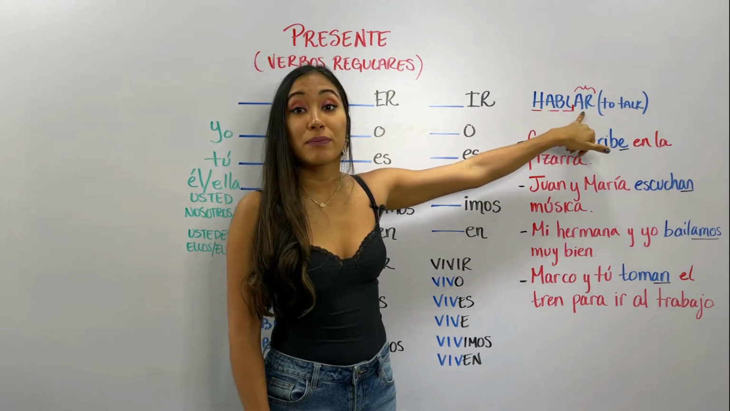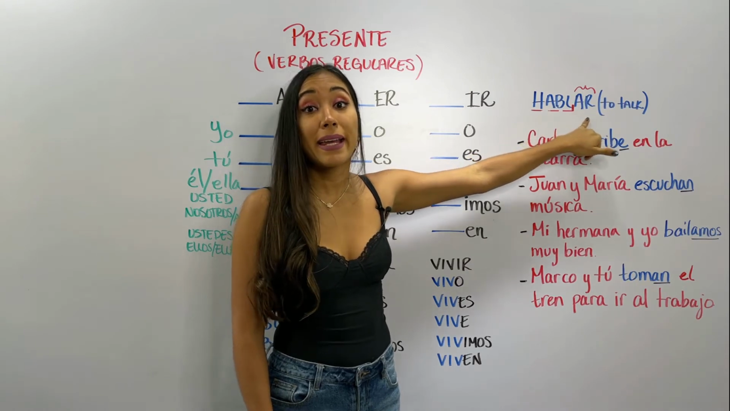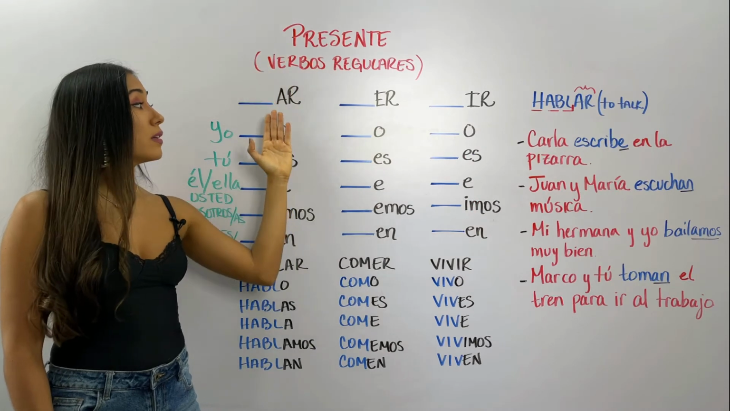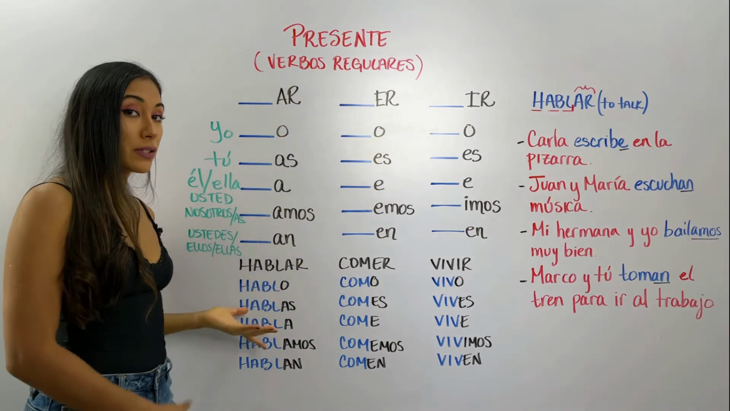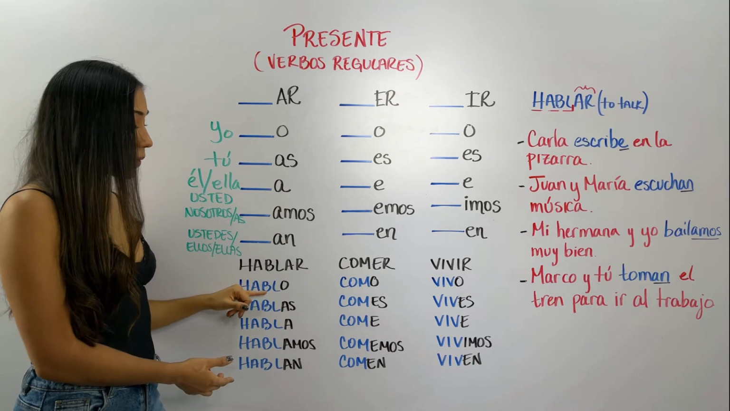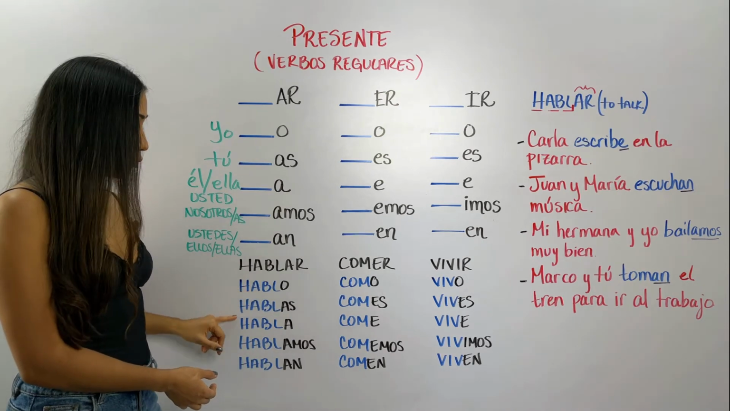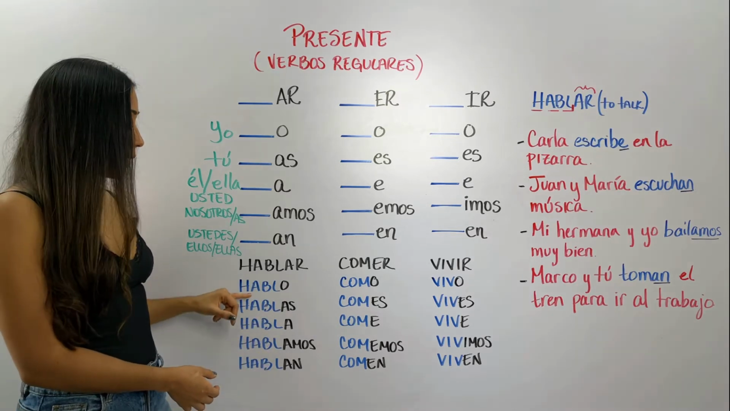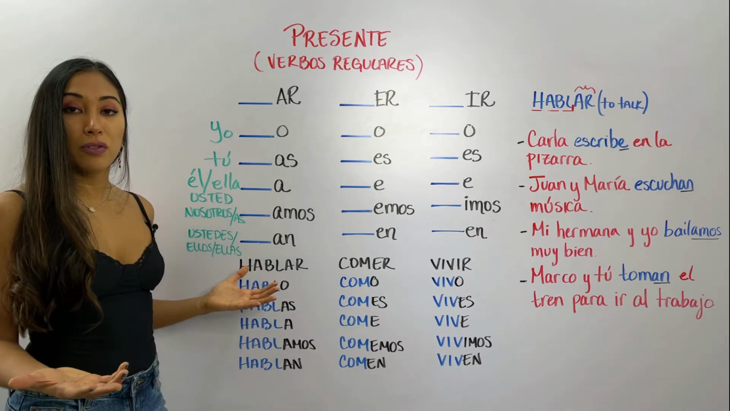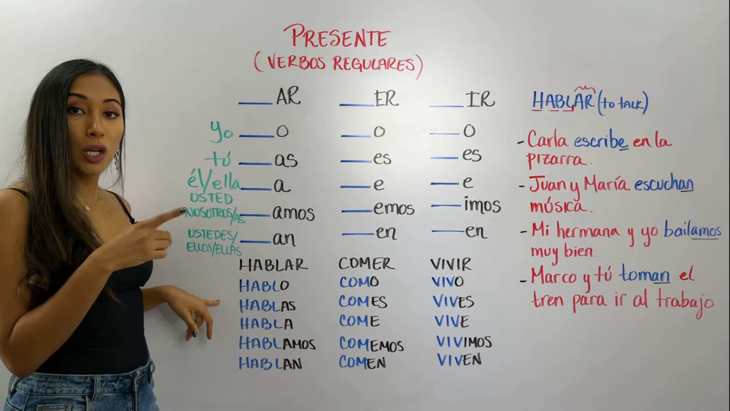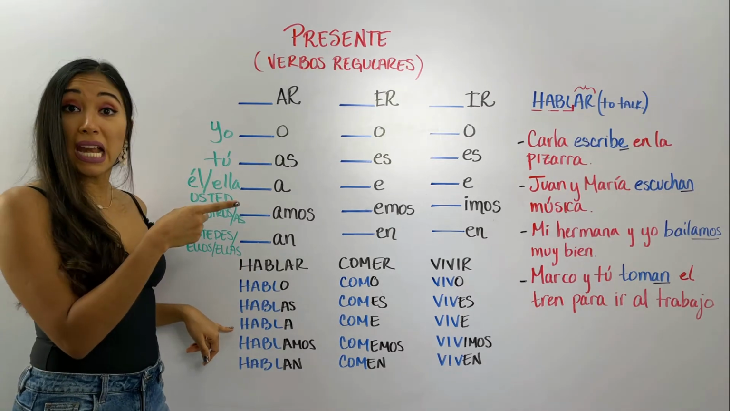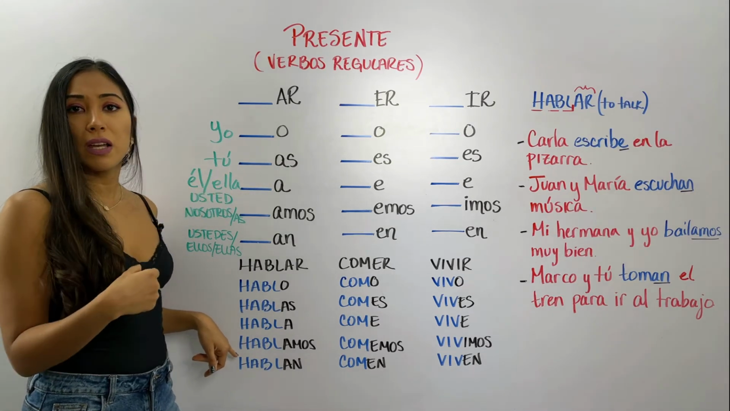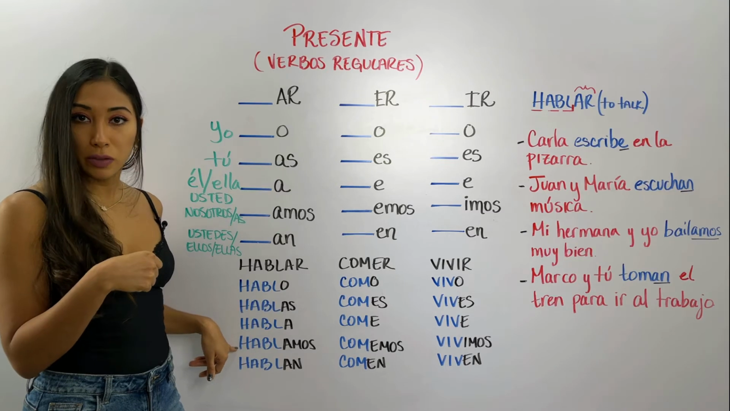Okay? And the ending. It's an AR verb, okay? So that means I will conjugate these verbs like this. And here is the conjugation. So I will write down the stem for all of them. What is in blue is the stem. And then the ending in black. And then I have my verb conjugated. Yo hablo, tú hablas, él habla, nosotros hablamos, ustedes hablan, ellos hablan, okay?